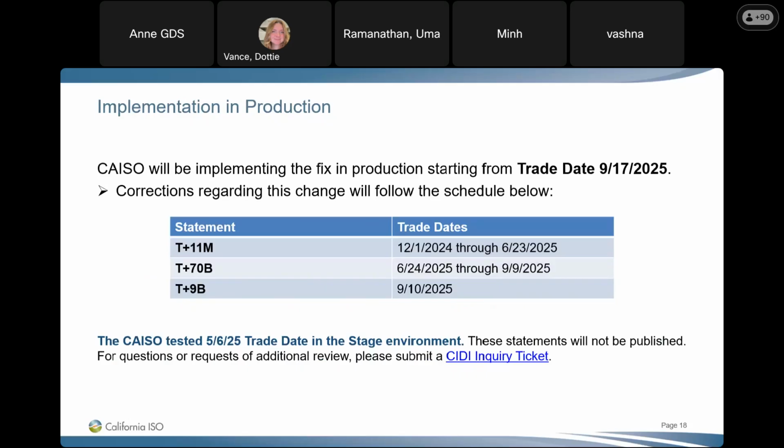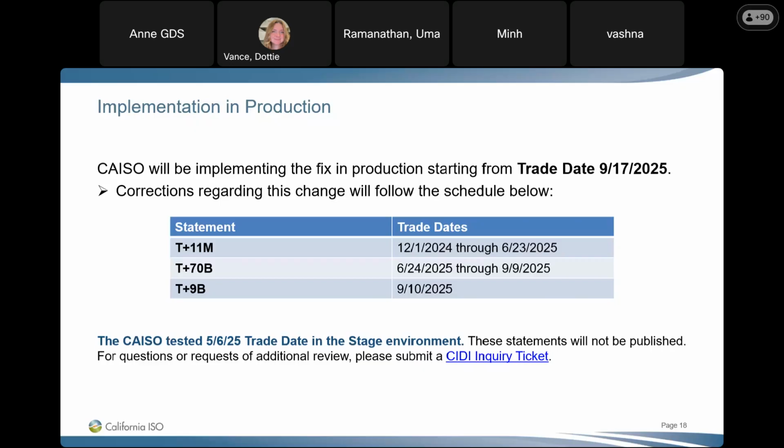Okay, so as Dottie has mentioned, we are going to implement the fix in production starting from today, and corrections regarding this change will follow the below schedules. So today is not T+9B, you will be able to see the corrections starting from 9/10. And T+70, we will be applying this from 6/24 through 9/9. T+11 month, effective trade of this initiative is 12/1/2024. You will be able to see from 12/1/2024 through 6/23/2025.